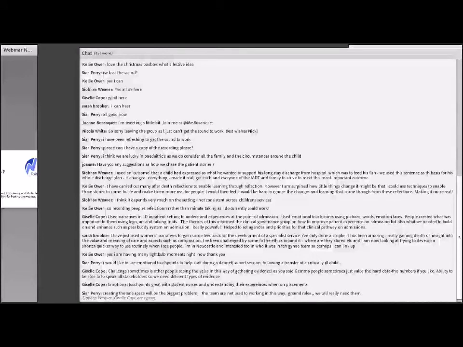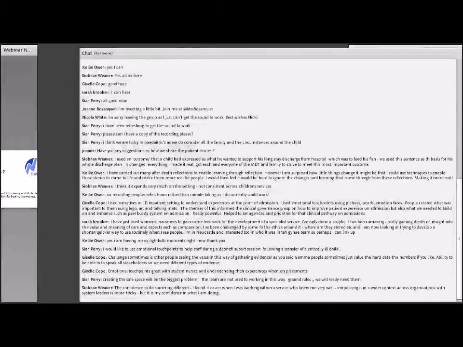Thank you. So Giselle's also saying emotional touch points are great with student nurses and understanding their experiences on placement. That's kind of your bag, isn't it? Yeah, working with student nurses. I do lots of clinical supervision with student nurses as well, and we've made a definite shift in the way that we've approached that.